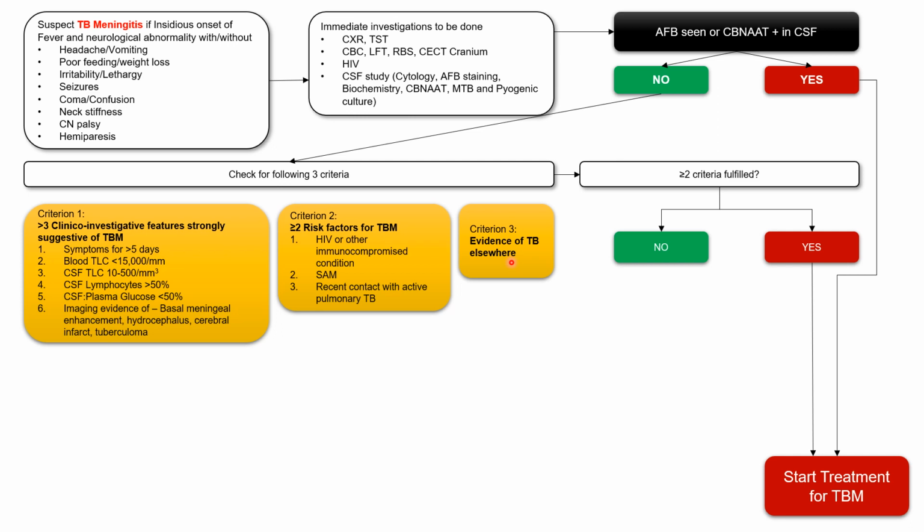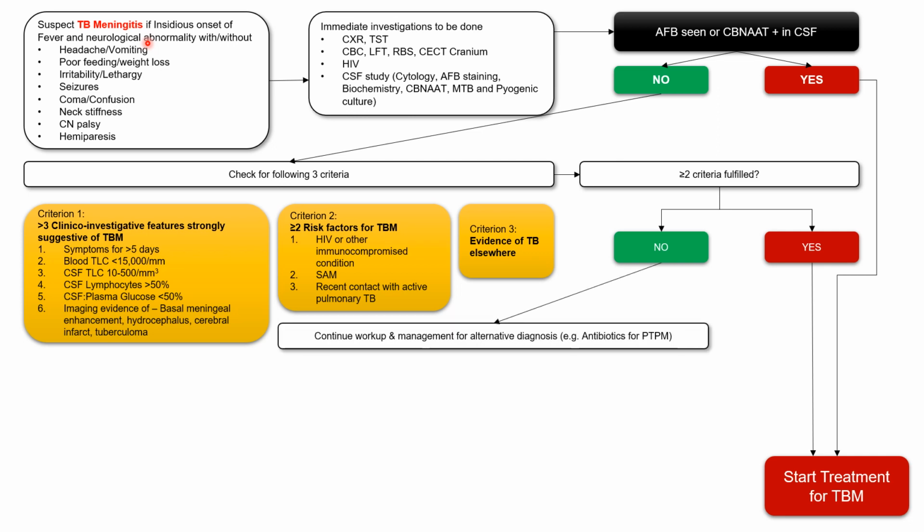But suppose greater than or equal to 2 criteria are not fulfilled, suppose 1 criteria is fulfilled or none of the criteria are fulfilled, then what will we do? We had originally suspected TB meningitis based upon these symptoms. That means a TB meningitis suspicion is still there, so you have to keep a high index of suspicion because it is the most severe form of tuberculosis.